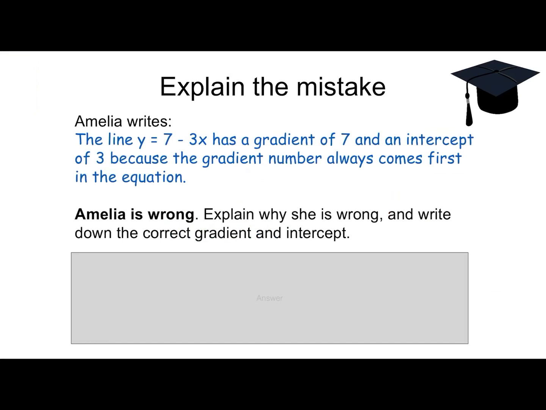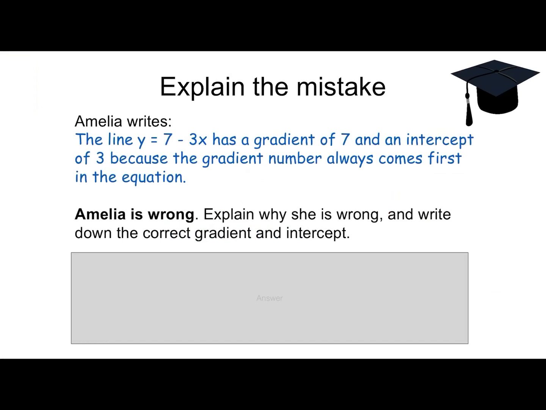Right, have a look at this. Amelia writes, the line y equals 7 minus 3x has a gradient of 7 and an intercept of 3 because the gradient number always comes first in the equation. Amelia is wrong. Why is she wrong? And write down the correct gradient and intercept.